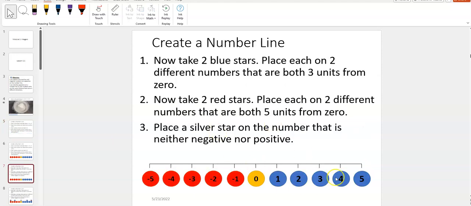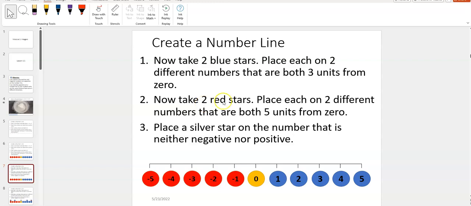So now once you have your number line like this, colored in or with stickers, we're going to take some star stickers. And again, you can just use colored markers or colored pencils and do stars on your paper. But we're going to do 2 blue stars, and we're going to place them each on 2 different numbers that are both 3 units from 0. So draw a blue star. We're going to draw them above here, on two different numbers that are both 3 units from 0. Did you do it? Awesome.